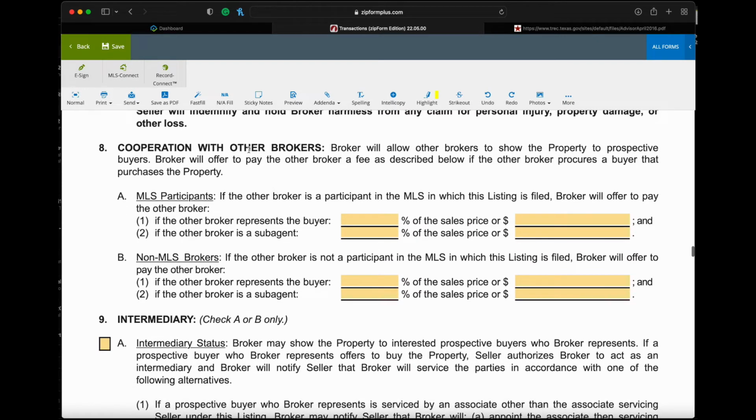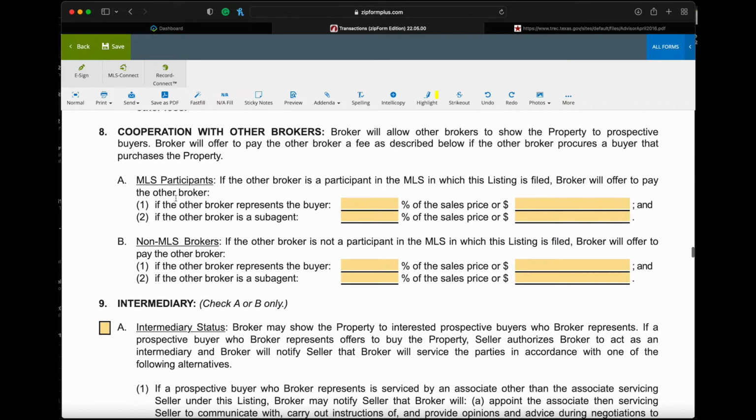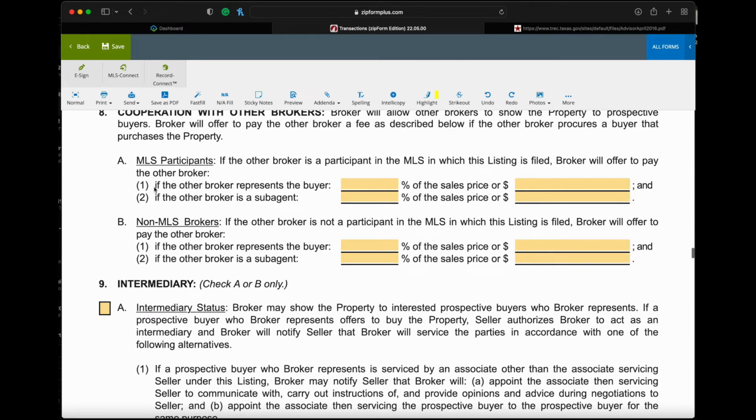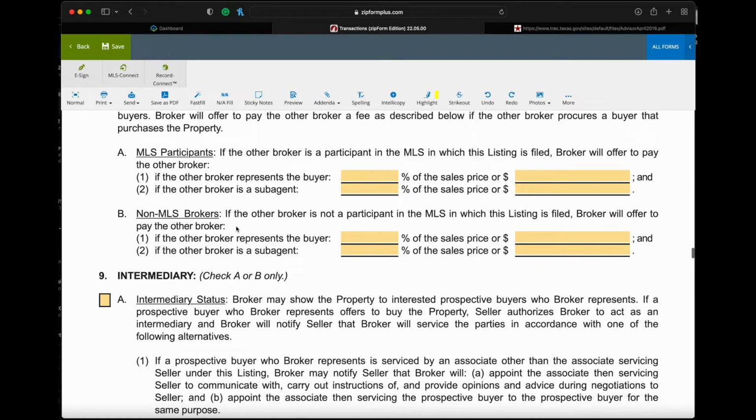Okay, all right, cooperation with other brokers, very important right here. Some agents are not filling this out. Okay, this is very important. Make sure that you do put this here. So this basically states that you will pay the buyer's agent or buyer's broker. So if you're going to do 6%, 3, right? We give half. If you're doing 5, 2.5. If you're doing 7, good for you, 3.5. So that's how this goes. Do make sure that it has it like this.